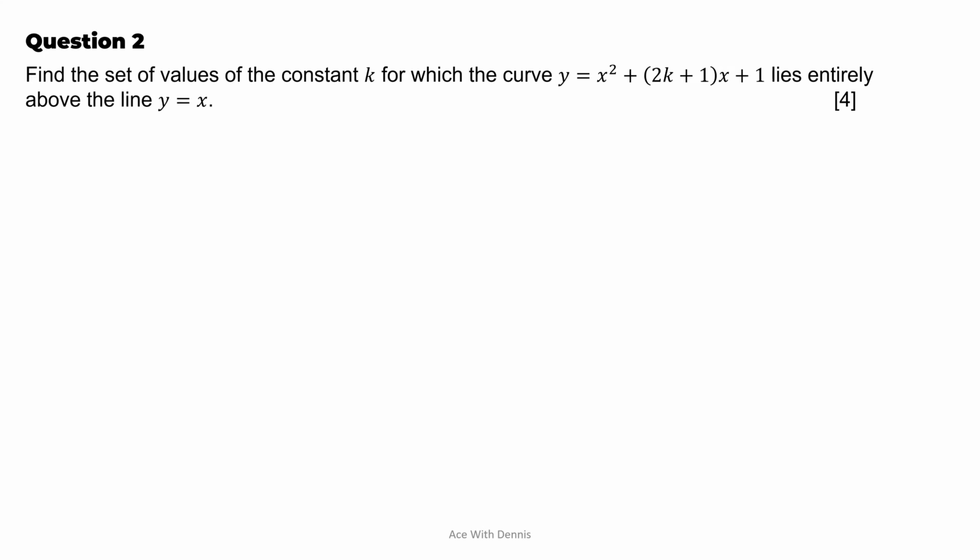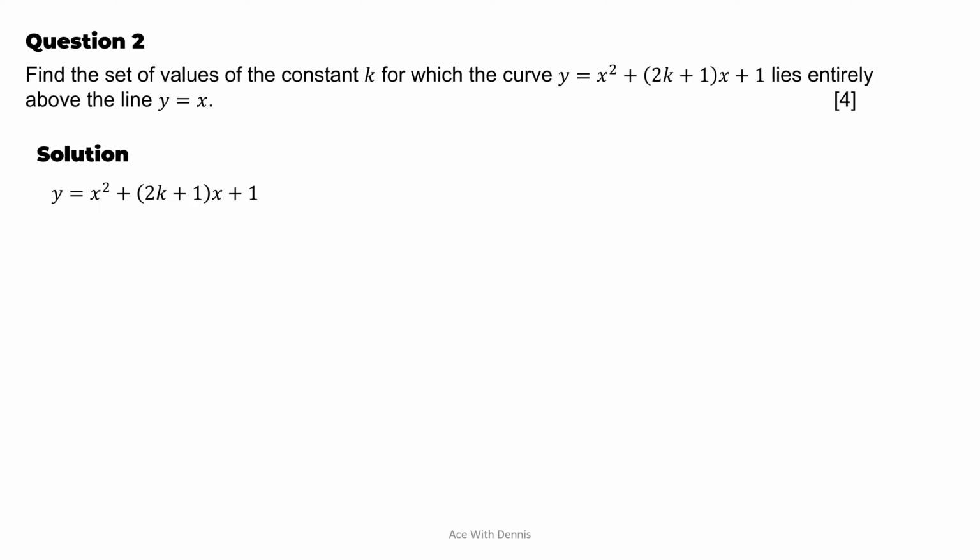Question 2. Find the set of values of the constant k for which the curve y equals x squared plus bracket 2k plus 1 x plus 1 lies entirely above the line y equals x. 4 marks.